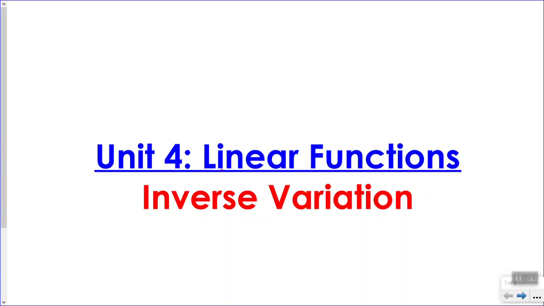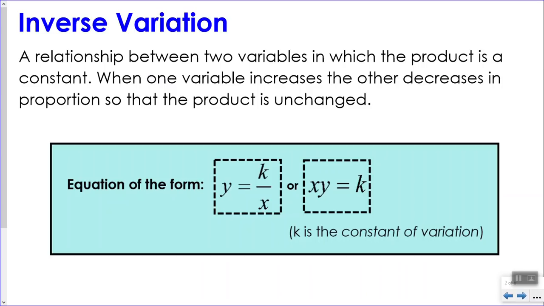In this video, we're going to look at the other type of variation, which is inverse variation. Now, this isn't a linear function, but we talk about it here because we want to make sure that we show the relationship between both direct and inverse variations. So an inverse variation is a relationship where the two variables have a constant product.